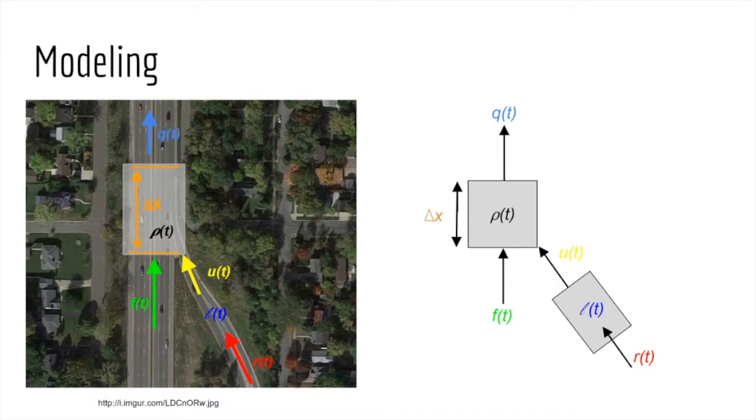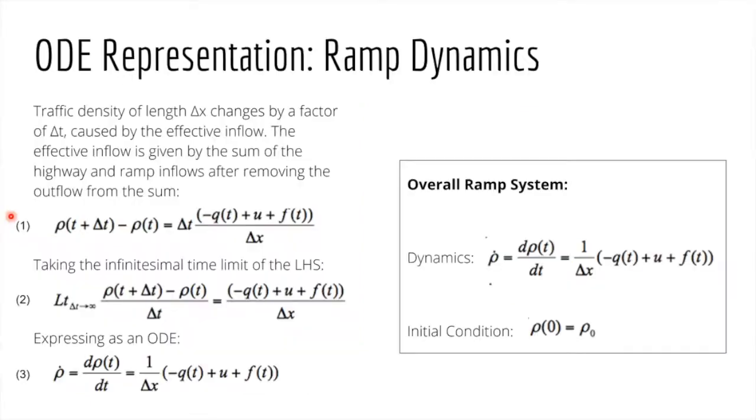For this model to hold true, we must assume that all vehicles on the freeway maintain a constant following distance with a constant velocity of 65 miles per hour. Ordinary differential equations can be used to model the ramp system for designing feedback control laws. To start, we must create equations for the dynamics of the ramp. The traffic density over a section of highway, delta X, changes with respect to time, delta T. This change is caused by the effective inflow into the section. The effective inflow is given by the sum of the highway inflow and ramp inflow after removing the outflow from the sum.